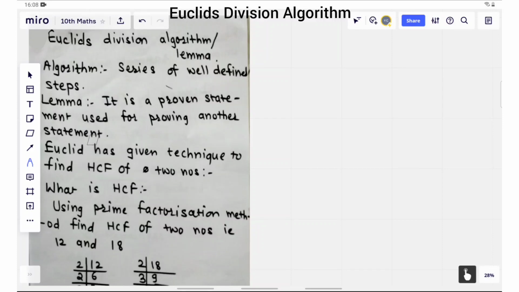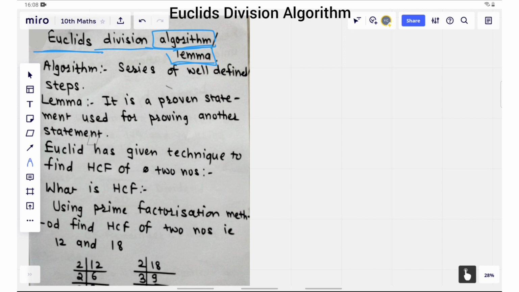Today we are going to see chapter 1 of class 10th, that is real numbers, and from that chapter we are going to see first, Euclid's division algorithm, or we also call it Euclid's division lemma. So firstly we will see what is this algorithm or this lemma.